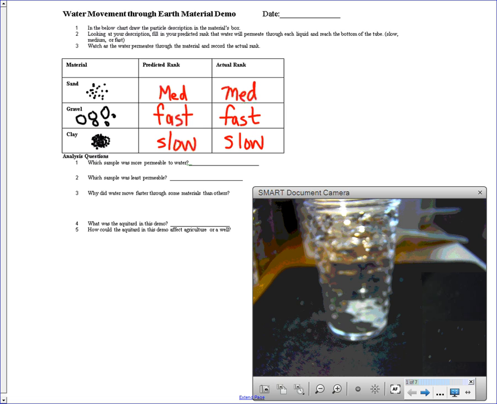Good. Which sample was more permeable to water? Raise your hand. The gravel. Gravel. Which was the least permeable? Clay.